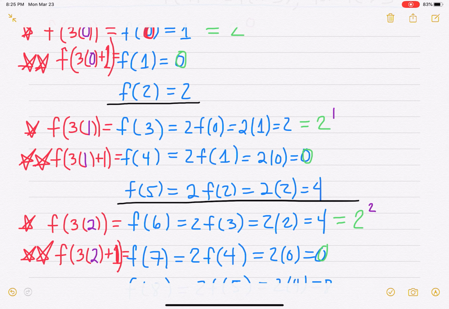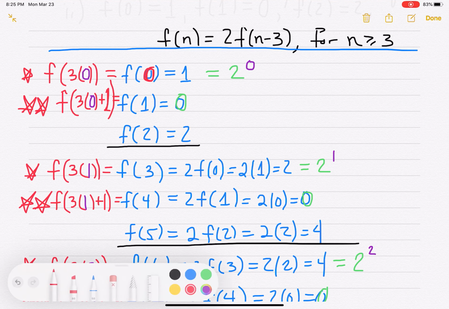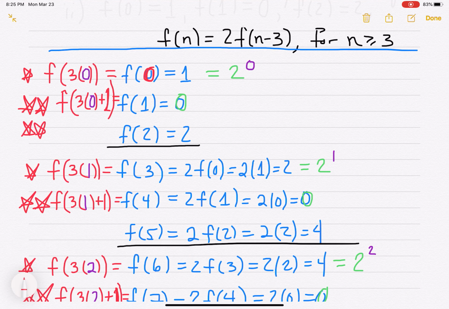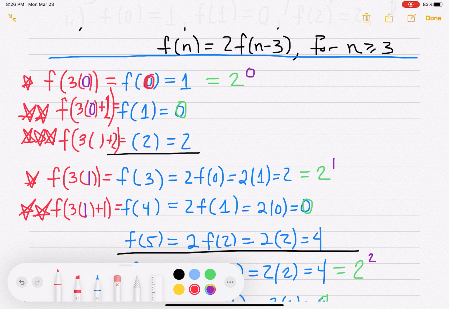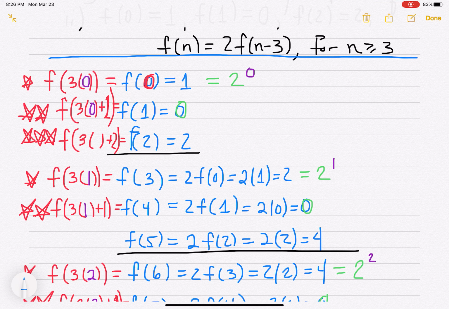This is not good. There we go. The pen's working. So f of 2, we're going to write this as f of 3 times blank plus 2 equals f of 2. Alright, I lost my f there. This thing is not working. So 3 times blank plus 2, 3 times 0 plus 2 gives you 2. That's a 0 right there.